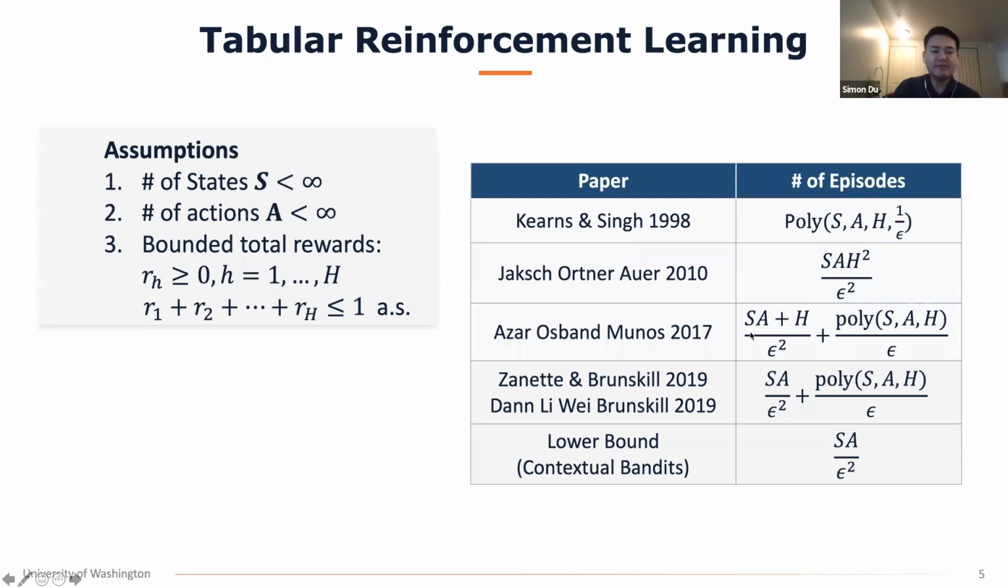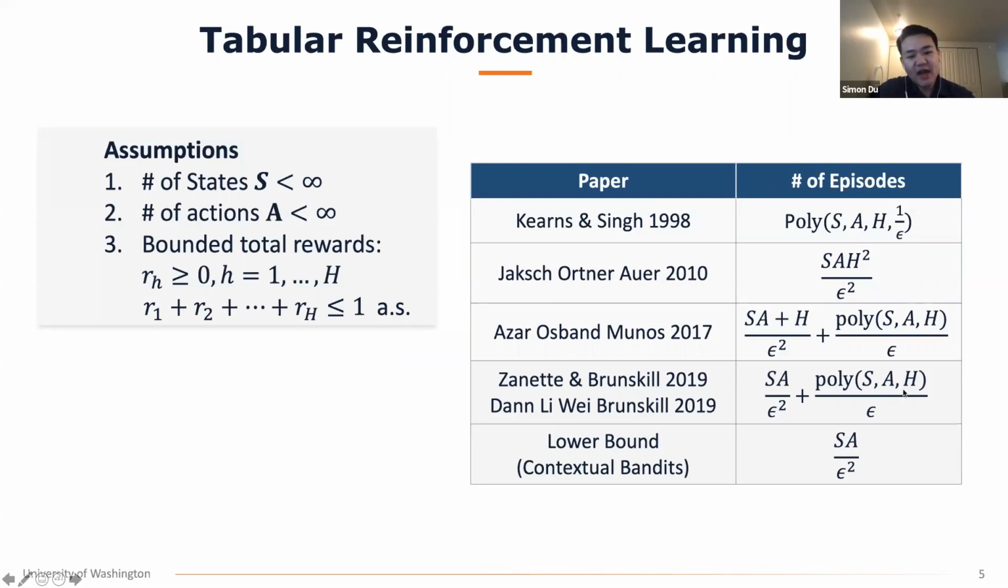And there are many later follow-up works to improve this bound. Here are some representative works, for example, Joshua and our show that you can have this kind of bound. And later in 2017, Agarwal et al. show that you can have SA over epsilon squared, plus some polynomial of SAH over epsilon, to find an epsilon optimal policy. And there's some recent work in the last year. They show that actually you can improve the dependence, the term that scales with 1 over epsilon squared to SA over epsilon squared, plus some polynomial of SAH over epsilon.